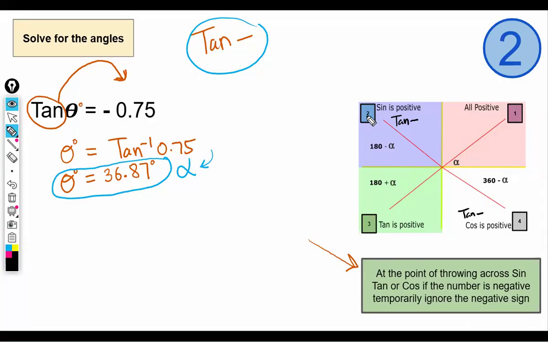So we have to use the formulas for quadrant 2 and quadrant 4. You think you can get the two answers for me? Call the two answers theta. The quadrant 2 formula is 180 minus alpha, and quadrant 4 is 360 minus alpha. And we know how much alpha is. Alpha is 36.87. Replace this alpha with 36.87 and also replace that alpha with 36.87, and that will be your final two answers.